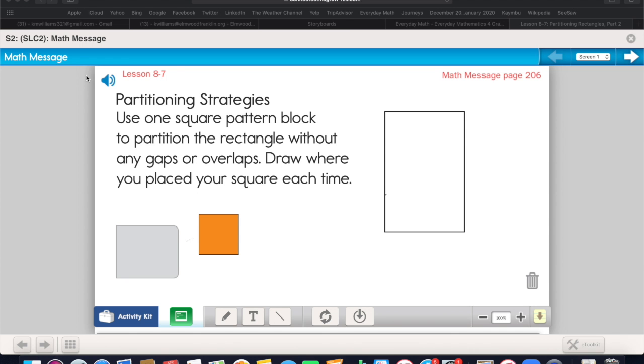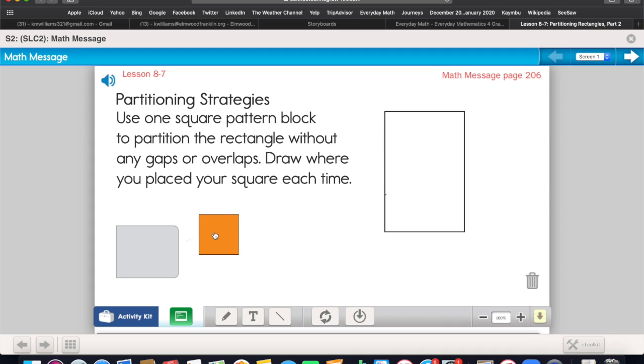Second grade. Today we're working on lesson 8-7, which is continuing to partition rectangles and work on some strategies. Today we're only going to be using one square pattern block to partition our rectangle. So you should have started on the math message and possibly finished it, and now we're going to go over some solutions. Since I don't have anyone to share strategies with, I'll just share a couple with all of you that are listening, and maybe you used one of mine, or if you used something different, that's okay too.